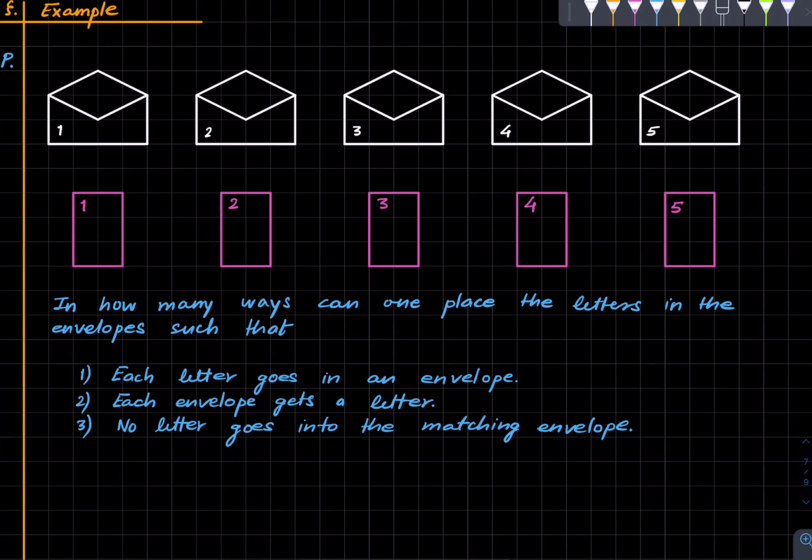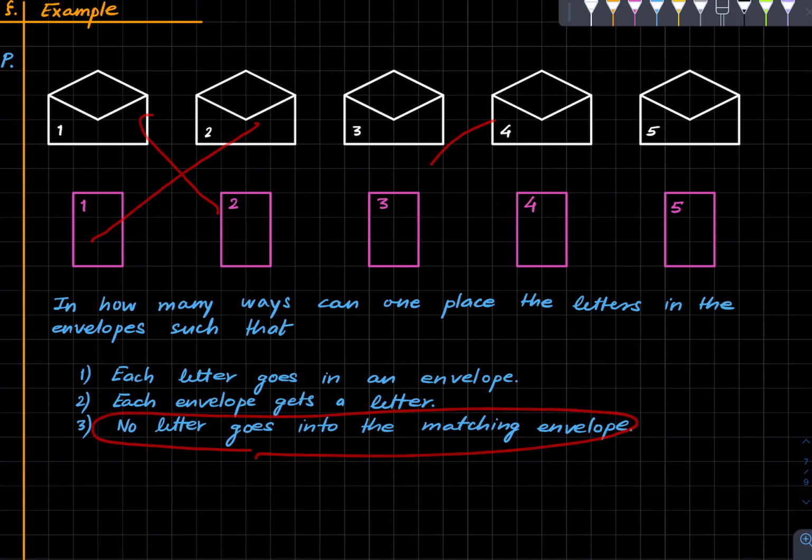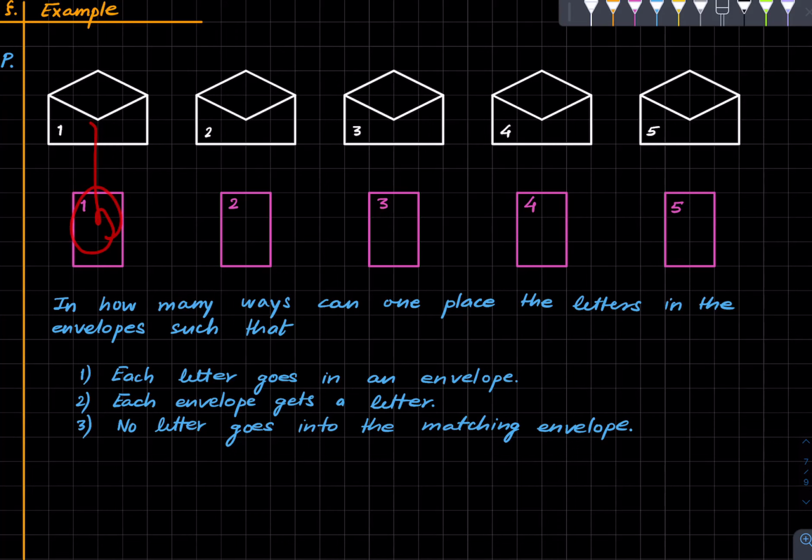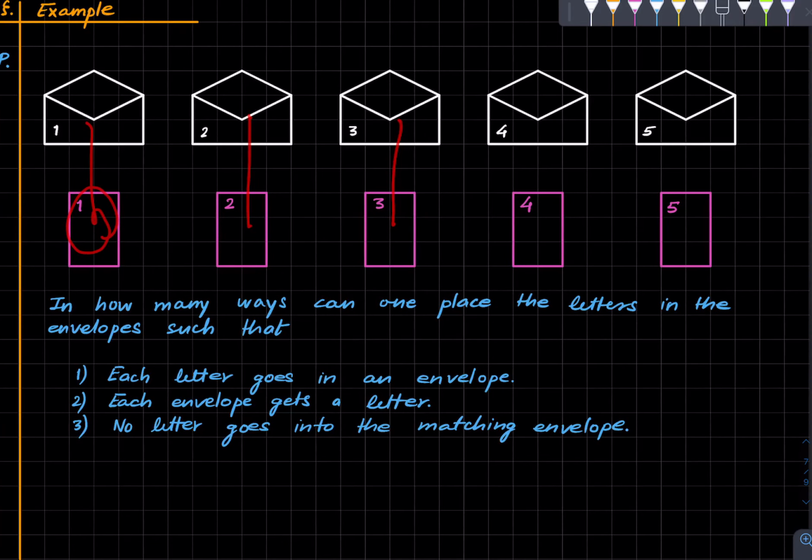But suppose we had some other constraint. So here is the constraint. We want to put every letter in an envelope, so every letter goes inside somewhere. No letter is hanging free. Each envelope gets a letter, so no envelope is hungry. So that is the same as saying that you have a 1-to-1 correspondence here. But the third condition is an interesting one. No letter goes into the matching envelope. So we want 1 not to go here, 2 not to go here, 3 not to go here, 4 not to come here, and 5 not to come here.